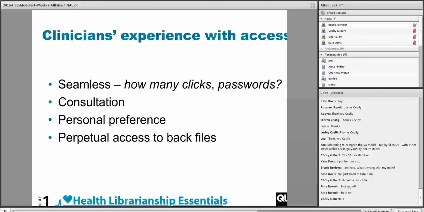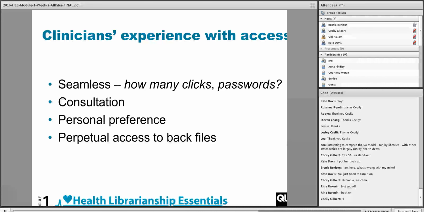Okay. Clinicians' experience with access. Of course, what we want is seamless. But just count how many clicks and passwords. I've got about 2 A4 pages of access logins and passwords and everything. And a lot of them change frequently.